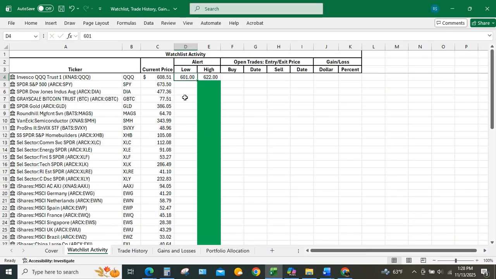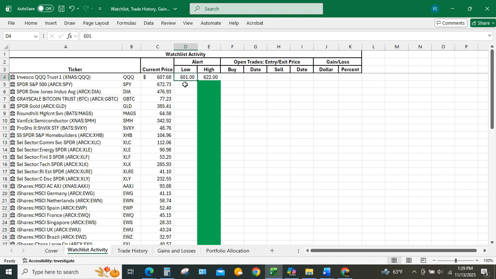And these cells are conditionally formatted. So if the price goes below the alert, then the cell will turn red. If I do 680, it'll turn red. So then I'll know that the alert was triggered. If I'm in a position, I can sell at that point. Or if the price goes above the alert, then the cell will turn green, which tells me that maybe it's a good time to enter the trade.